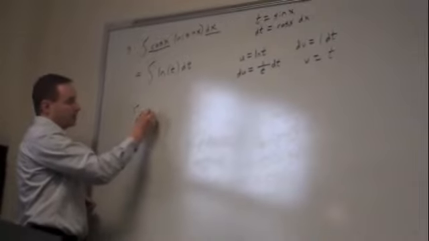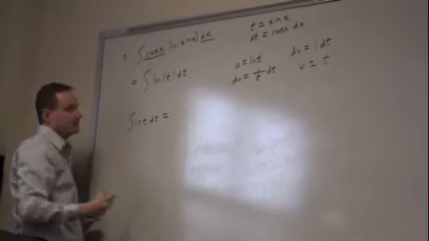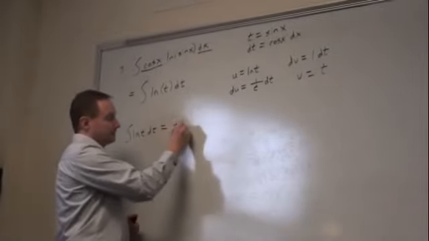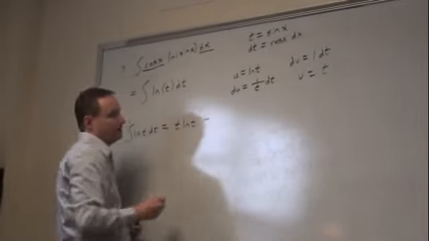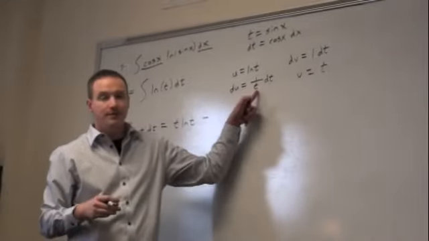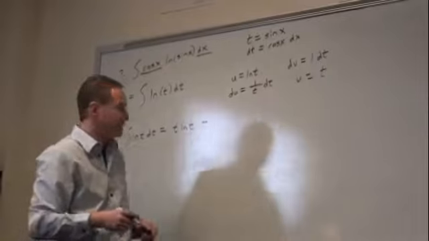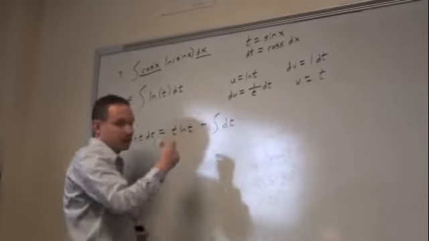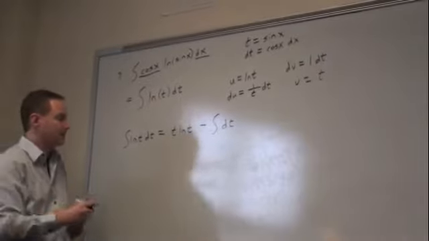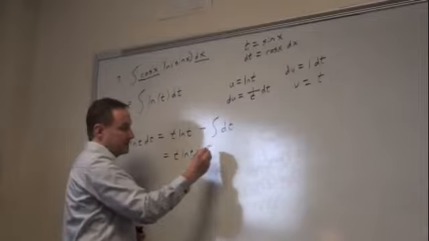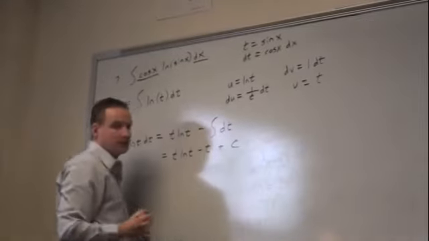the integral of the natural log of t dt is equal to u times v, t natural log of t, minus the integral of v du, but t and 1 over t eliminate, and I'm just left with the integral of dt, which again is the integral of 1 with respect to t. So I'll get t natural log of t minus t, plus the constant of integration.